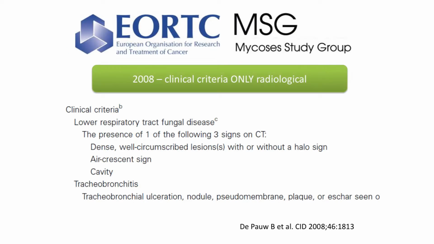So in the 2008 update, the group actually made the criteria more stringent. And as you can see, for the diagnosis of pulmonary IFIs, only the radiological criteria remain. And it's actually limited to basically just two things: either a nodule, with or without a halo, and then air-crescent and cavity, which are basically the same thing, as I will go through afterwards, although they have slightly different names.